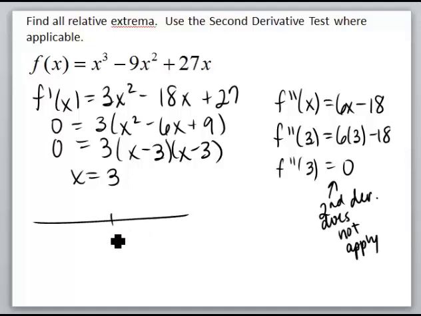But I need to use my first derivative test, which says I'm going to plug in 2 for this derivative here, and I'll find out that I end up getting positive on both sides when I test those. So what this means is that it's increasing everywhere and it has no relative extrema. Please ask me to do another type of this in class.